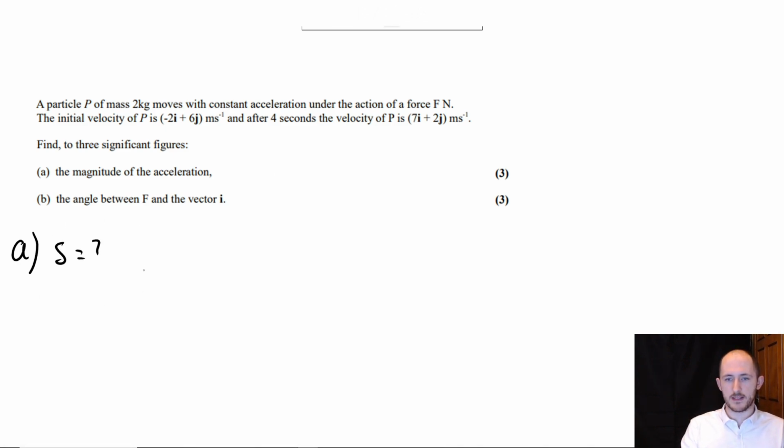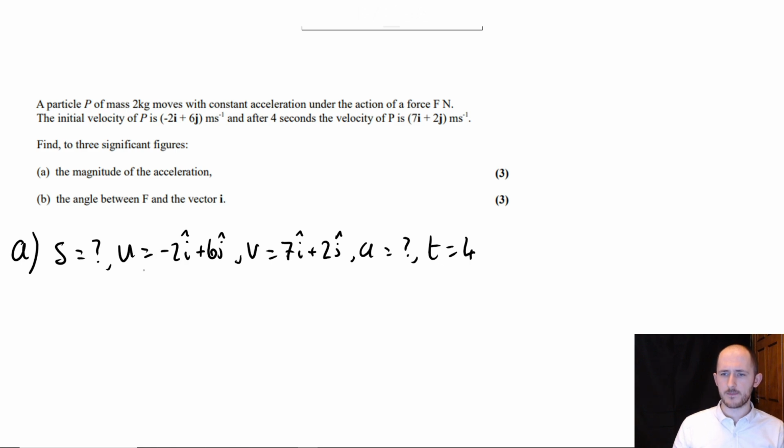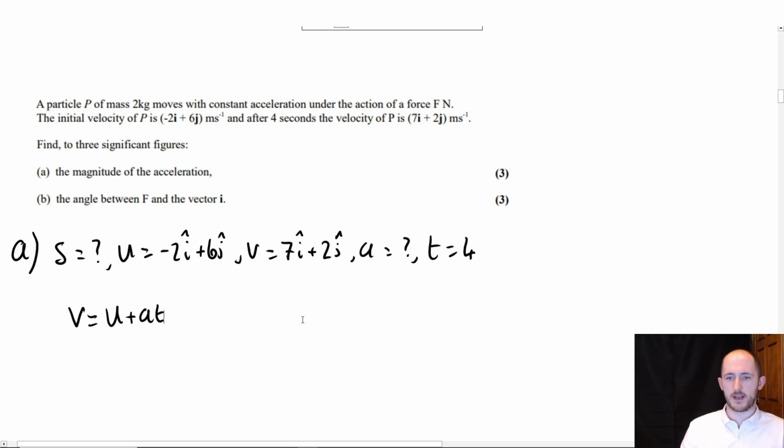So s, we have no idea. The initial velocity is minus 2i plus 6j. Our final velocity is 7i plus 2j. Our acceleration is what we're actually looking for. And the time is equal to 4 seconds. So we want an equation that links v, u, a, and t. So that is going to be v equals u plus at. And we can work it out from there. So our value for acceleration is going to be v minus u divided by t.